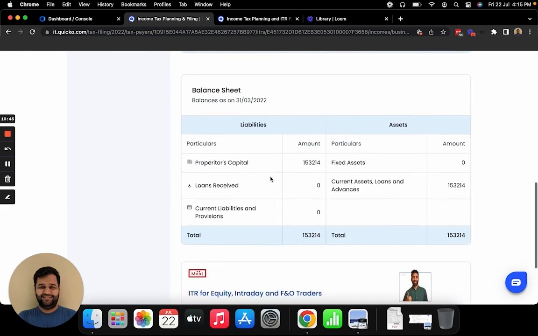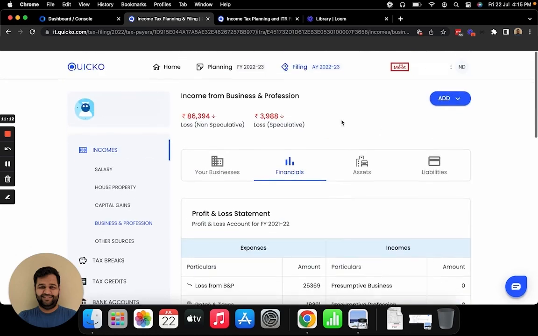The balance sheet is essentially a summary of your business related assets and liabilities. So in this particular case, because our business is trading conducted through a Demat account, what Quicko automatically does is it imports your balance with broker as your current asset, and it also considers it to be a proprietor's capital, right, in the liabilities. Let's see how you can modify that.